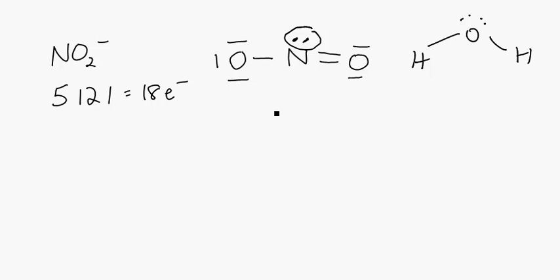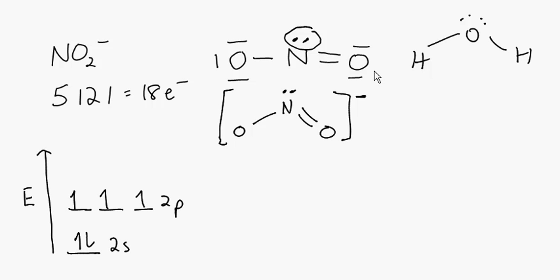We've got nitrogen and there's the oxygens and the lone pair. Now it's an ion, and you'll remember the convention for ions is to put square brackets around it and the charge outside. Alright, so let's write that in. The shape is bent.